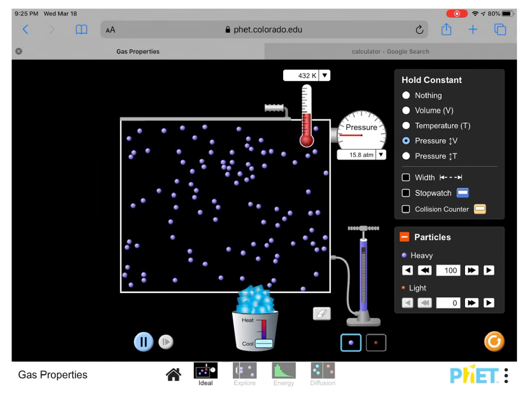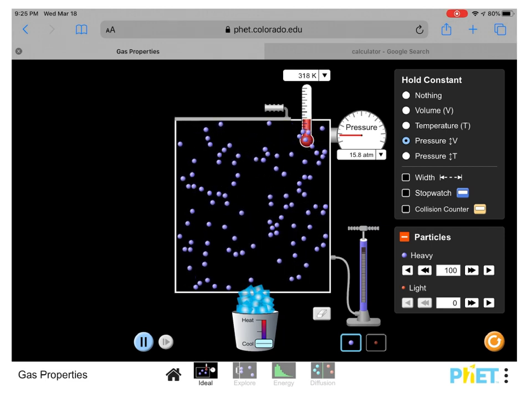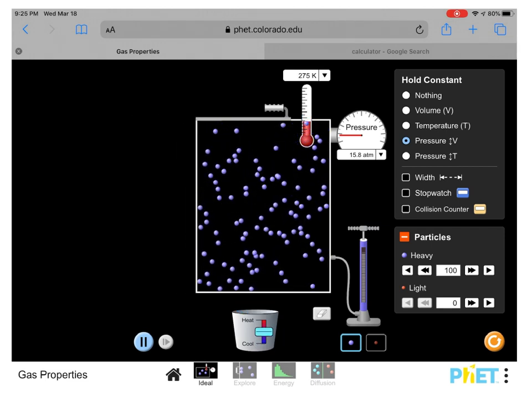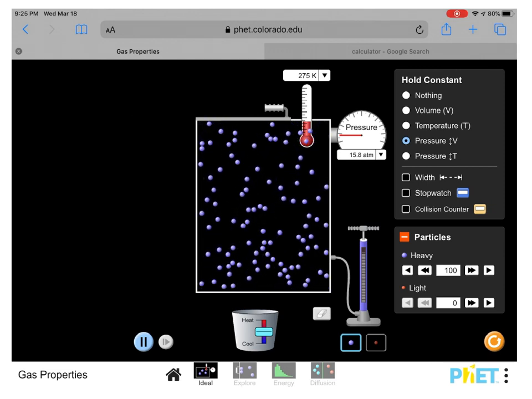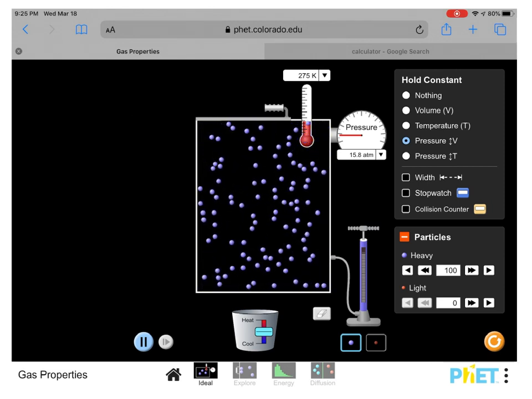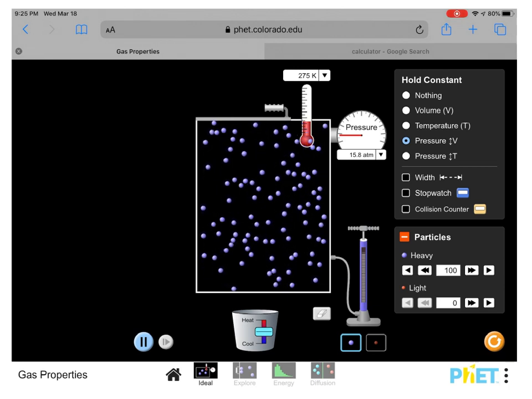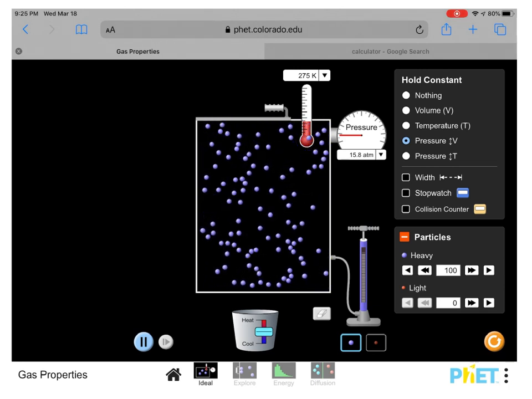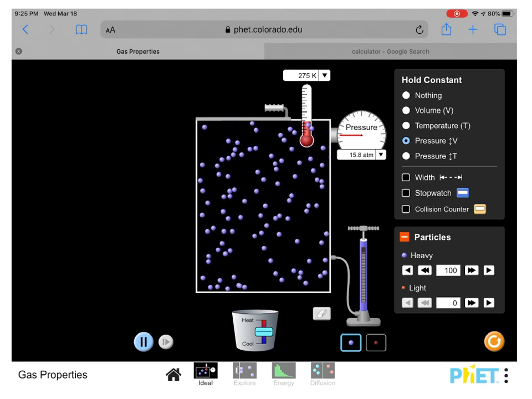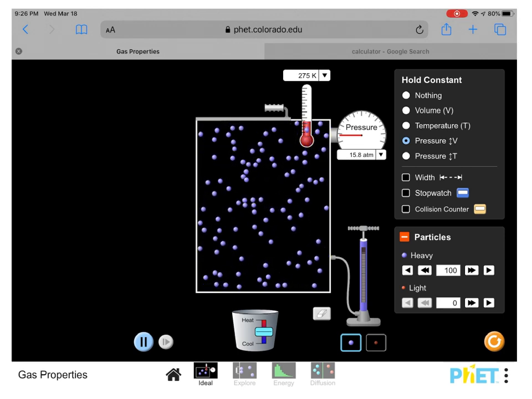If I lower the temperature and cool it down, well, now I'm slowing the particles down. And in order to keep the collisions or the pressure the same, I need to make the volume smaller. So whatever I do to the temperature, the volume does exactly the same thing. When one goes up, so does the other one. When temperature goes down, so does volume.